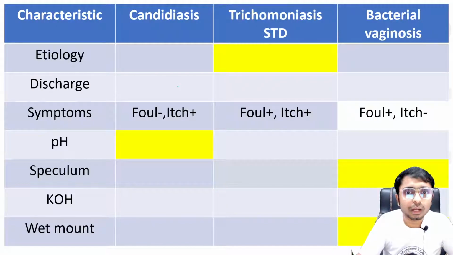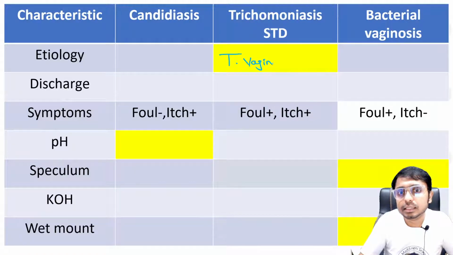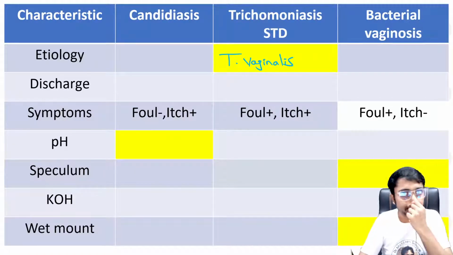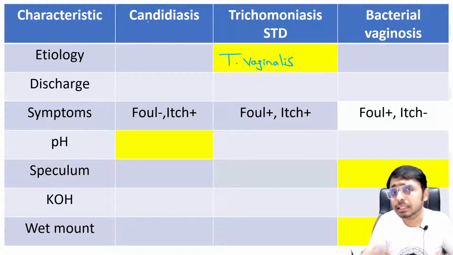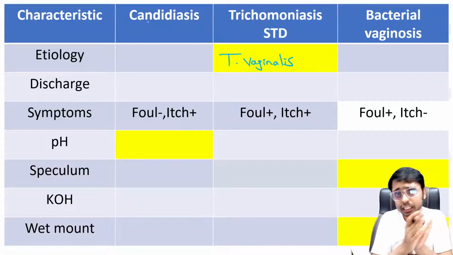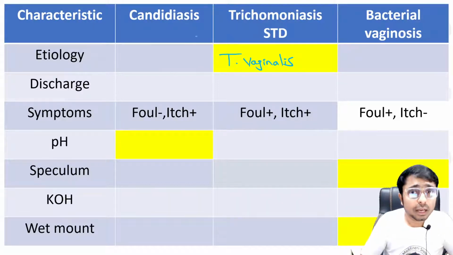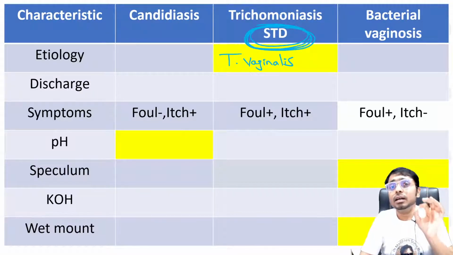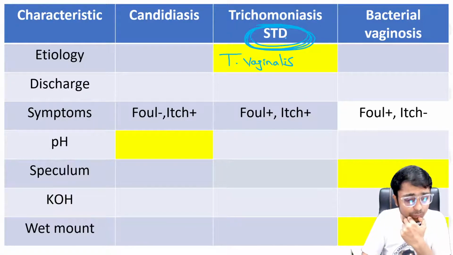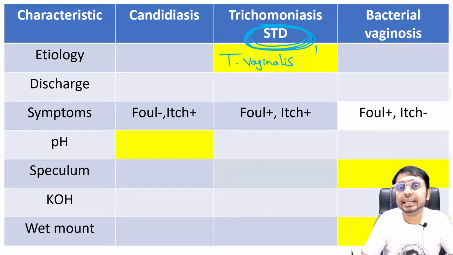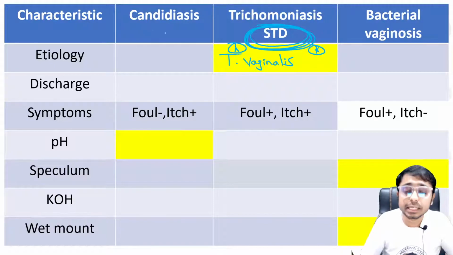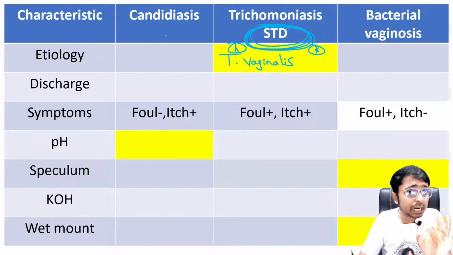Okay. So a few points about trichomonas. Of course, trichomonas vaginalis is the etiological agent, and please remember these three conditions are going to be discussed in vaginal discharge. But out of all these three, very important for you to remember is trichomoniasis is the only condition which is a sexually transmitted disease. Others are not regarded as STDs.